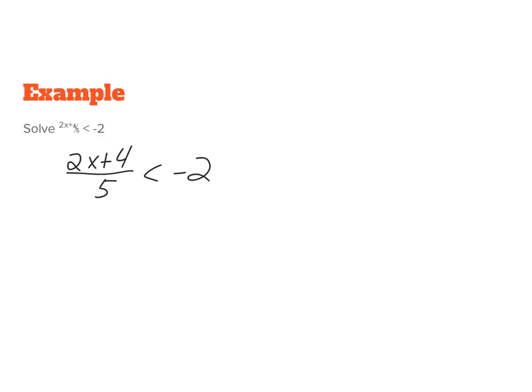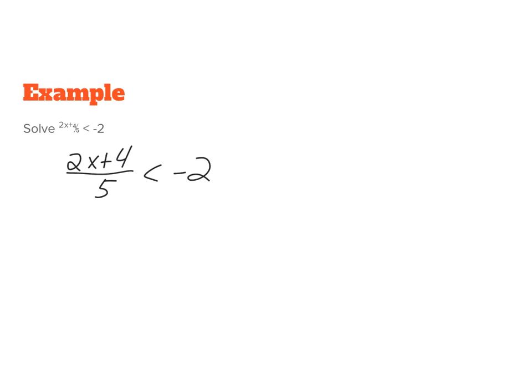Okay, so our first example of the exception is 2x plus 4 divided by 5 is less than negative 2. So you'll notice now, in this type of problem, I'm not just dividing the x by a number, I'm dividing the whole top by this 5. Okay, so I can't subtract 4 over because it's part of the fraction.